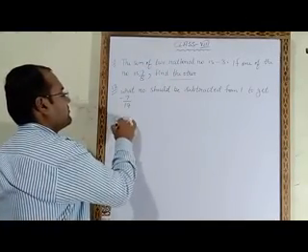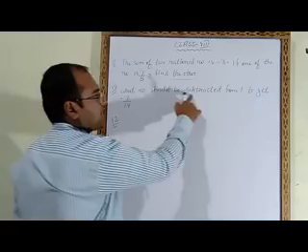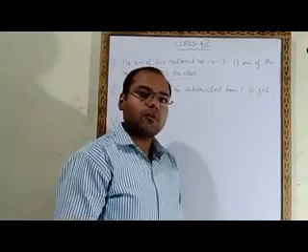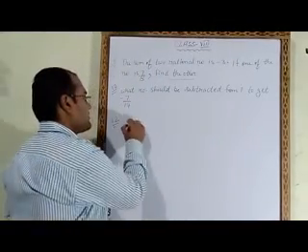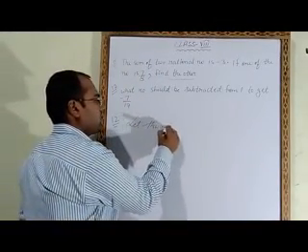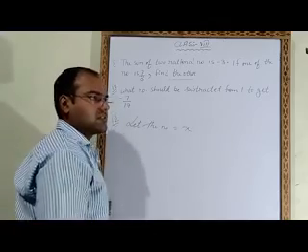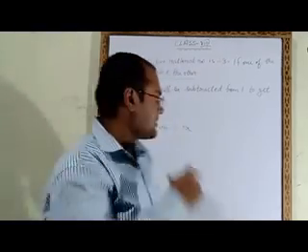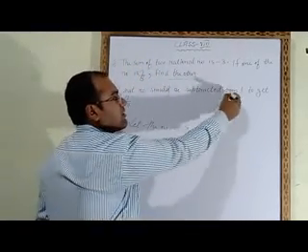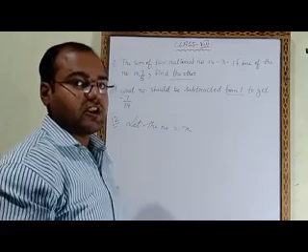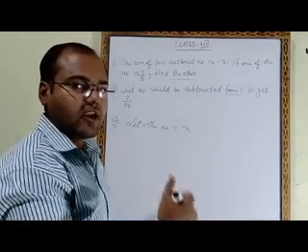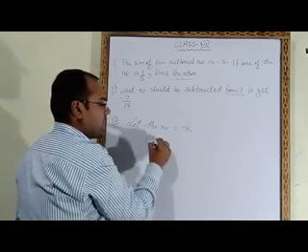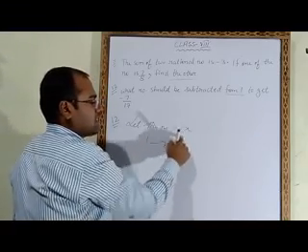Question number 12. What number should be subtracted from 1? Let the number be x. The number which we have to subtract, let's say that number is x. So that number we have to subtract from 1, and the rule is that the number which is written after "from" we have to write first. So from 1 we have to subtract this number x.